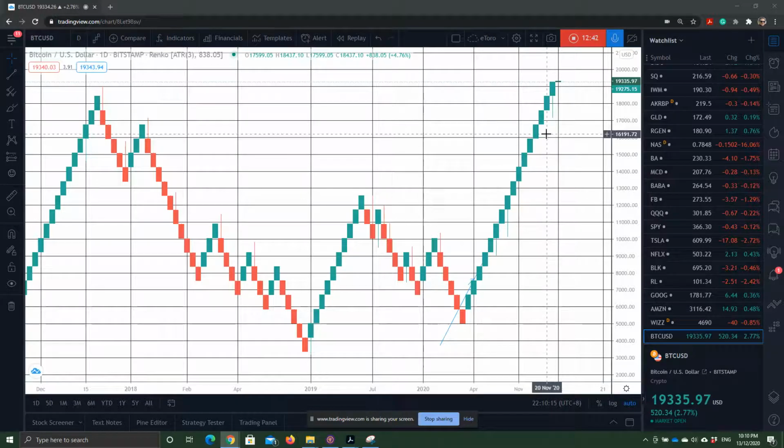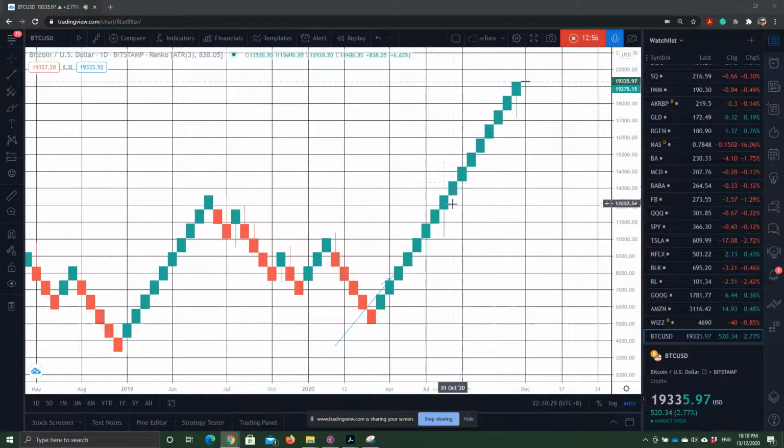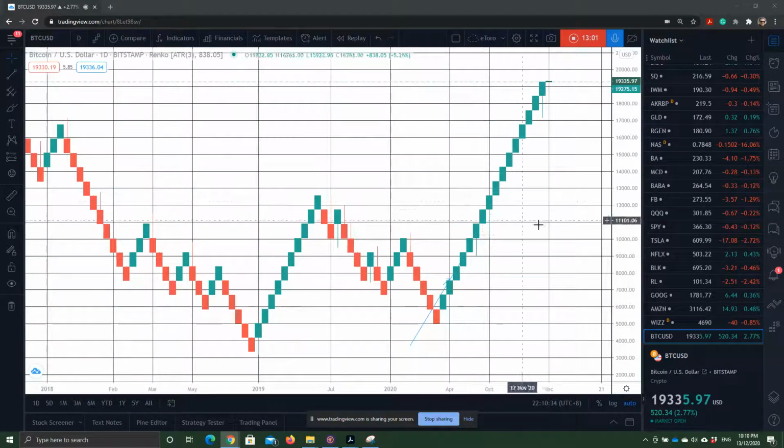I love ATR because it takes into account the volatility of the market. At the moment, you can see on daily, the ATR is 3, and the brick size is calculated based on the ATR. So normally, up bricks are colored green and down bricks are colored red.